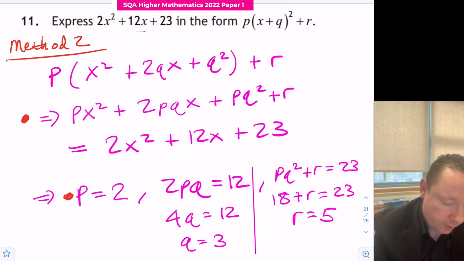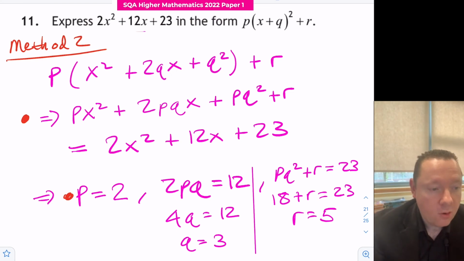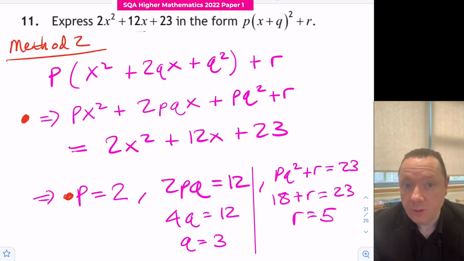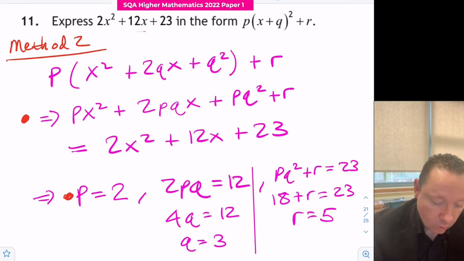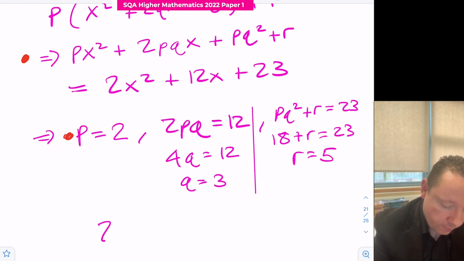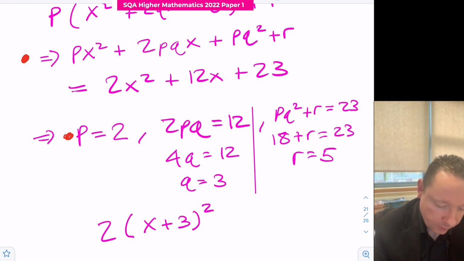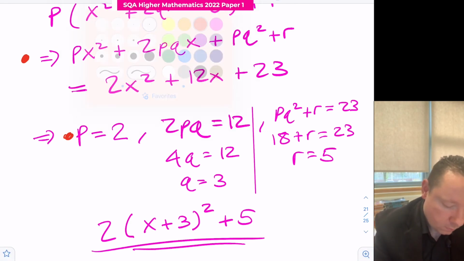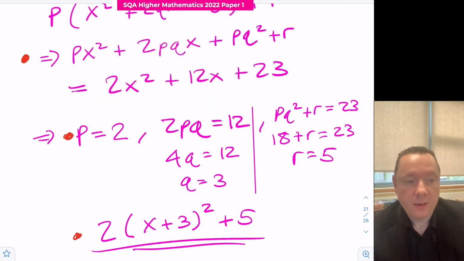So we should have written all of them, the top lines, and then working all of them out and writing it in completed square form gets you your final answer. You can't just work them all out. You have to then say what the answer actually is, which is 2(x + 3)², because q is 3, plus 5, because r is 5, for your final mark. And there's your 3 marks in that way.